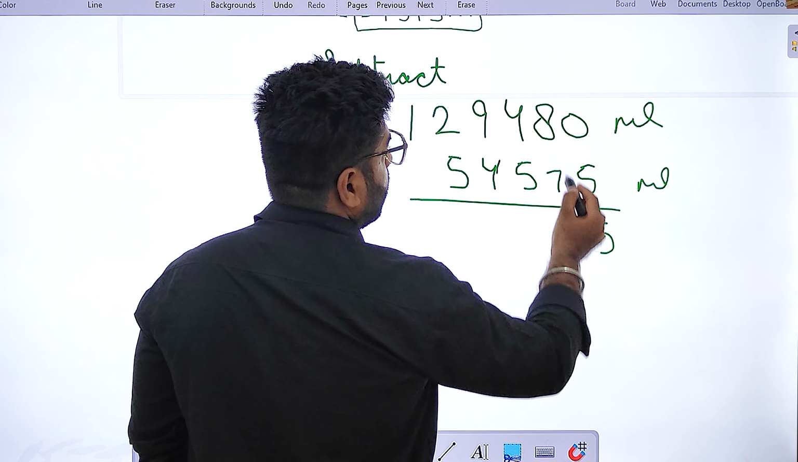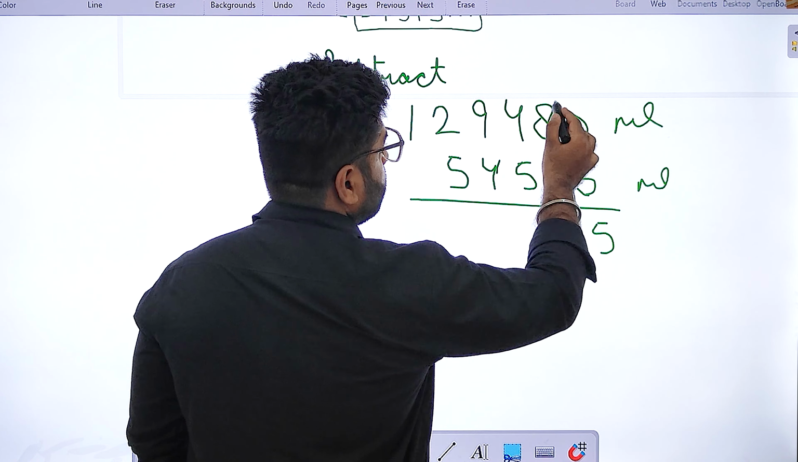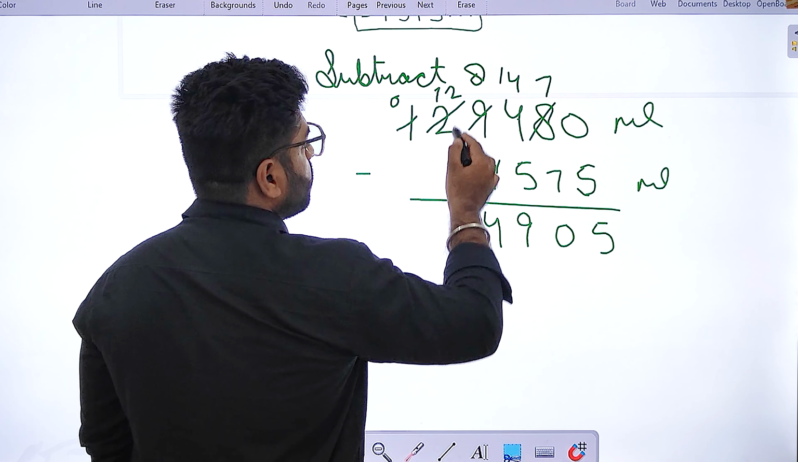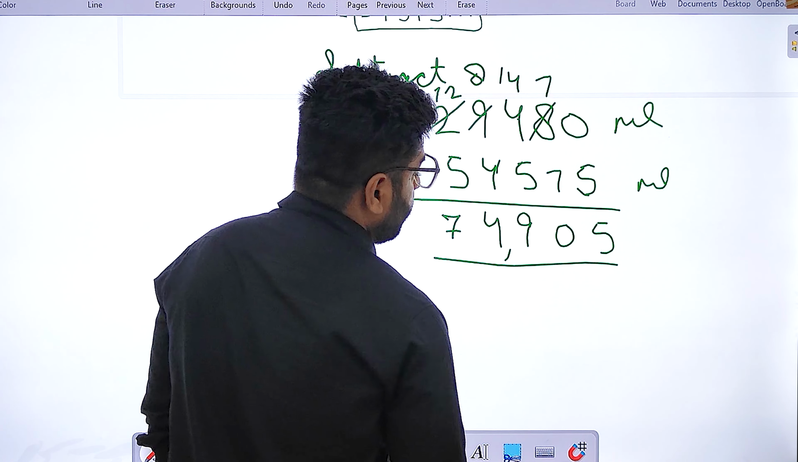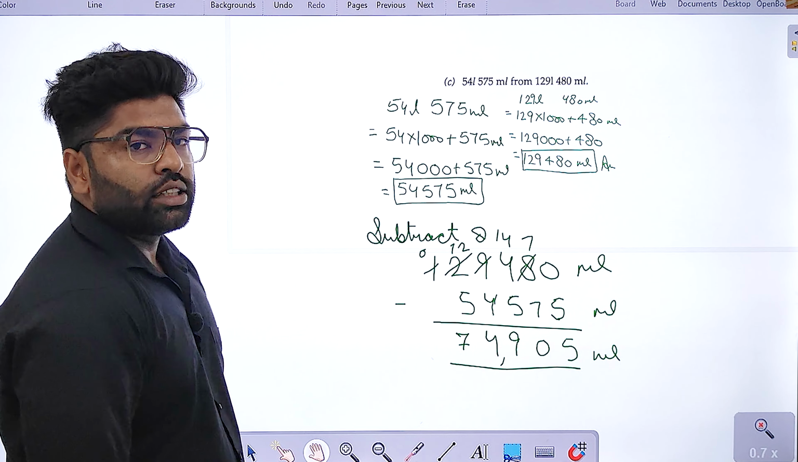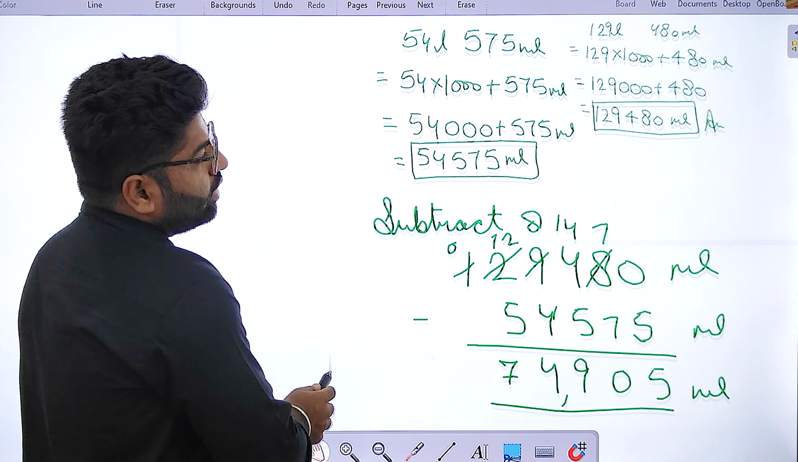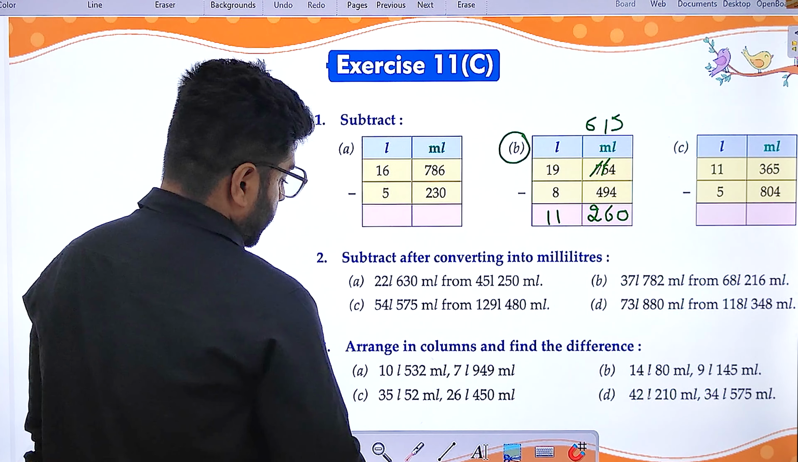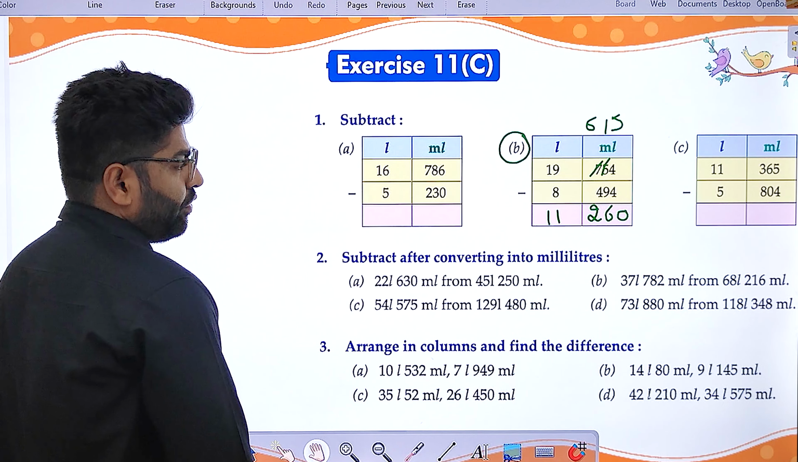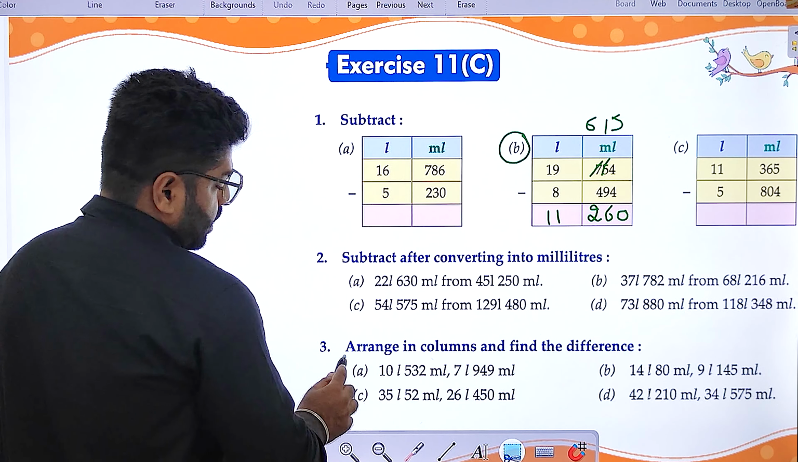0 minus 5 is 5, this is 7 minus 7 is 0, this is not possible, this is 8, and this is 14 minus 5 is 9, 8 minus 4 again 4, and this is not possible. Here we are having 12, 12 minus 5 is 7. So we are having 74,905 milliliter. Clear? This is a little bit lengthy for the subtraction part. So let's see next what we are having, arrange in columns and find the difference. Okay. Let's pick A part.